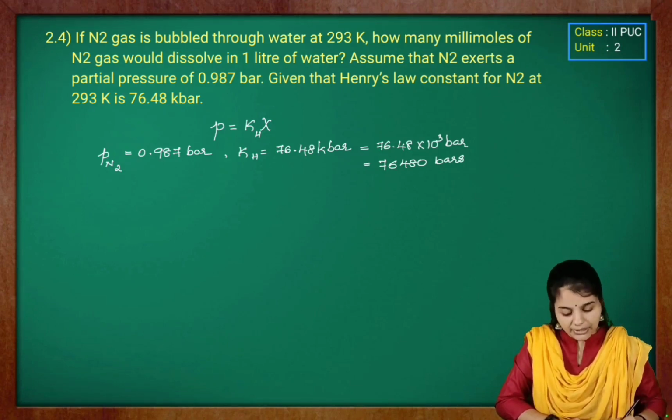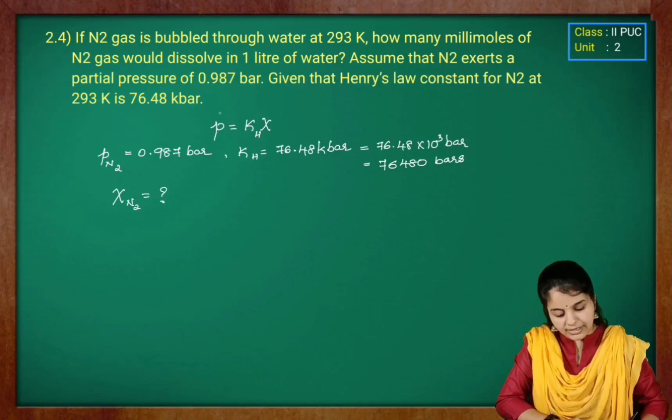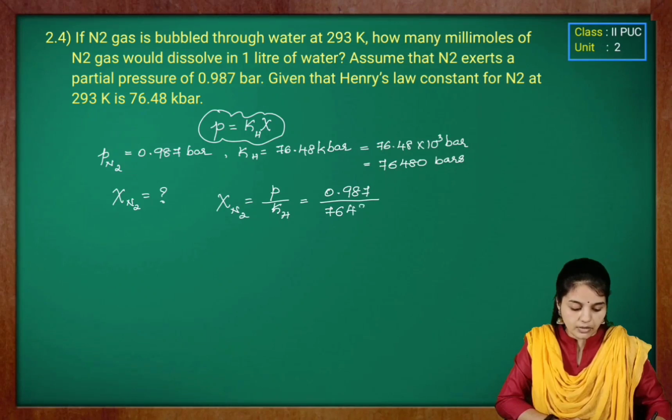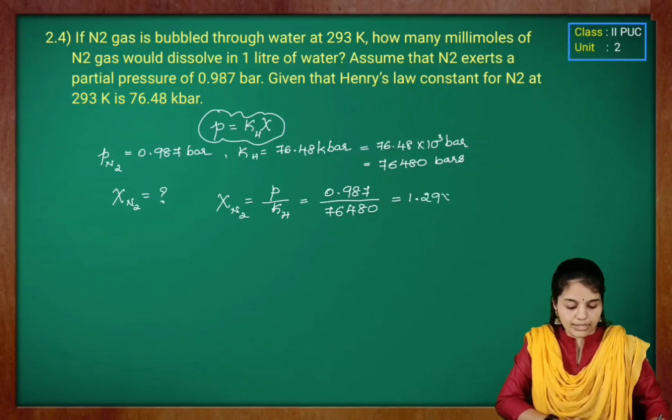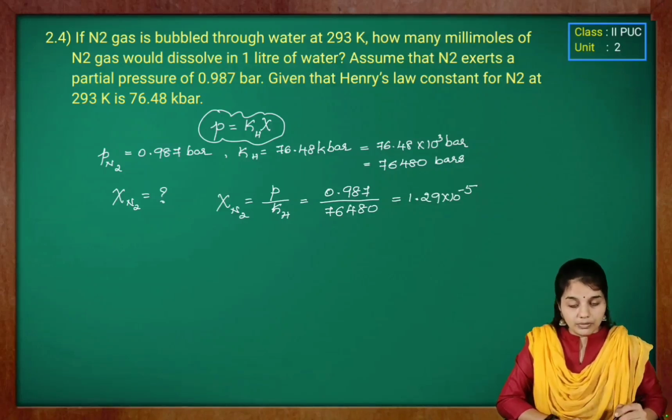So using these two, we can find the mole fraction for nitrogen. So chi for N2 we can calculate. So if I just rearrange the formula for Henry's law constant, chi of N2 is equal to P divided by KH. That P is 0.987 bar and KH is 76480 bars. So this is equal to 1.29 into 10 to the power minus 5. We have obtained mole fraction for nitrogen.